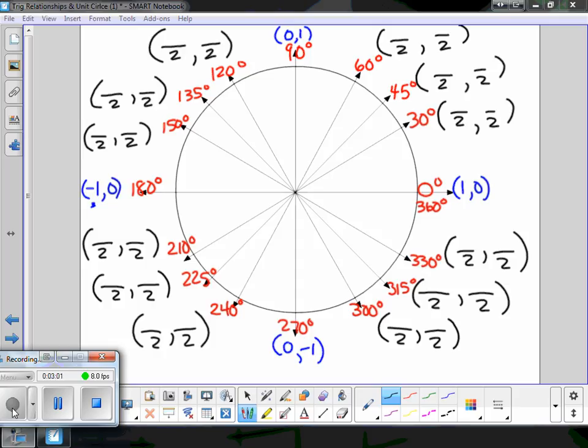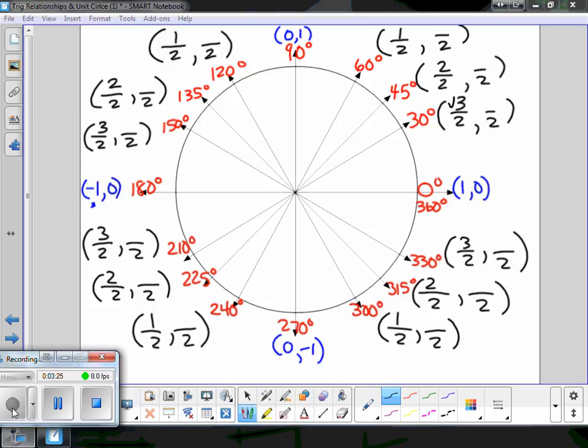Okay, now that everything is over 2 for all the angles in between 0 and 90, you want to follow this pattern: 3, 2, 1, 1, 2, 3, 3, 2, 1, 1, 2, 3.